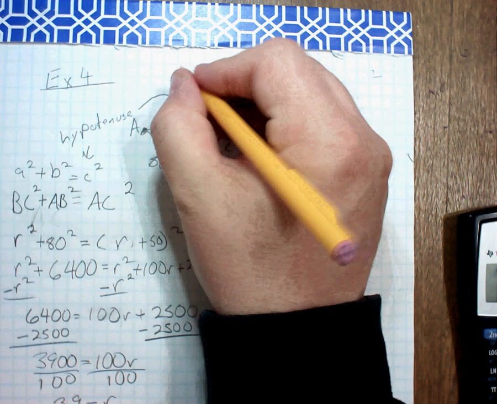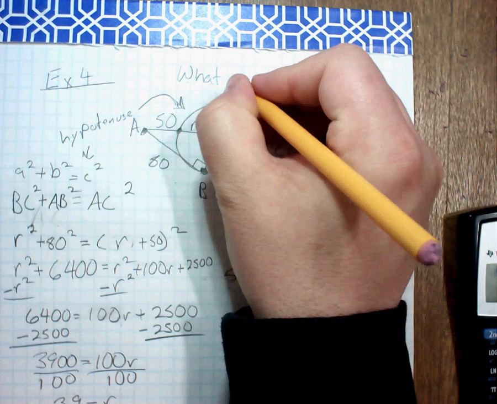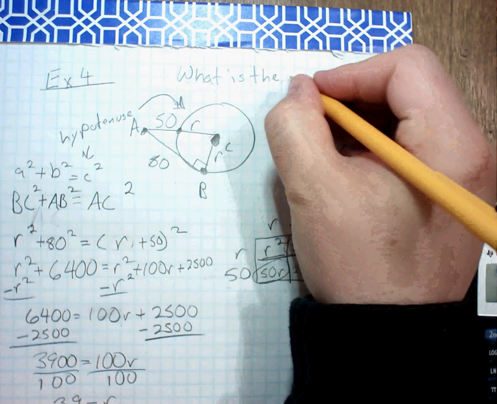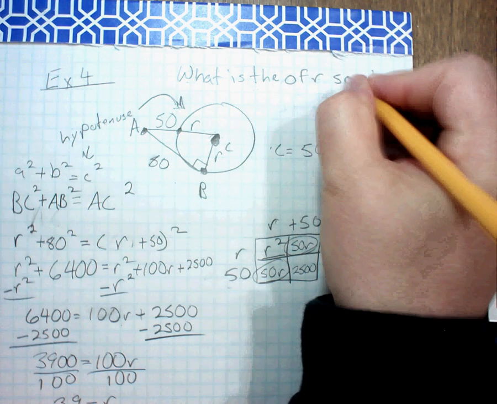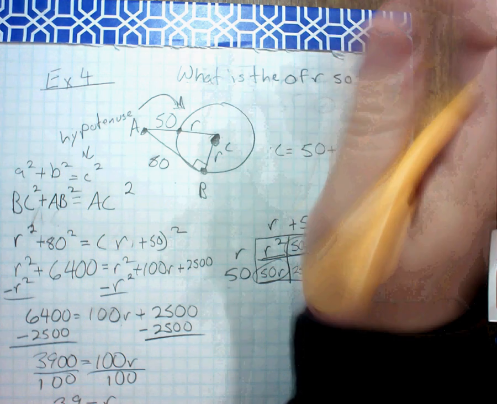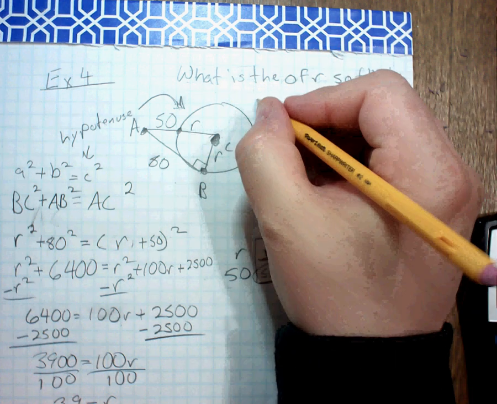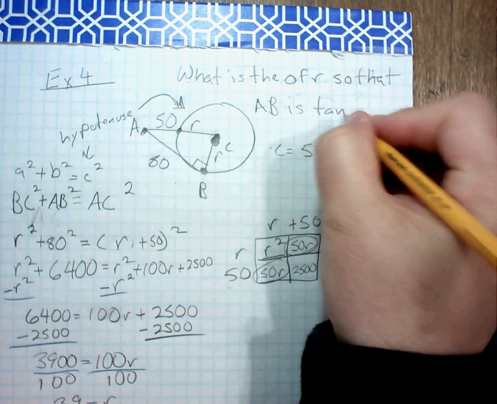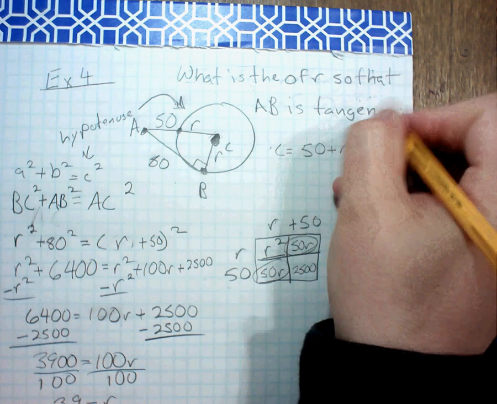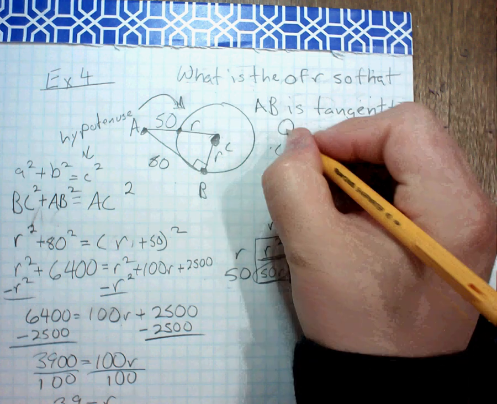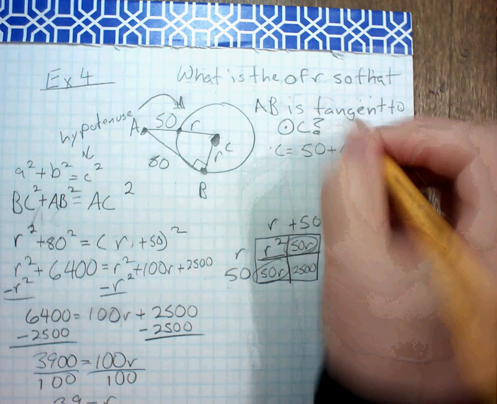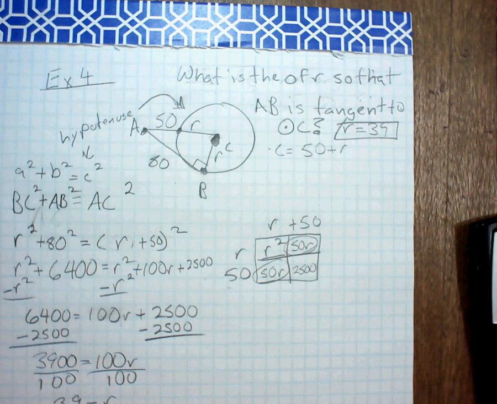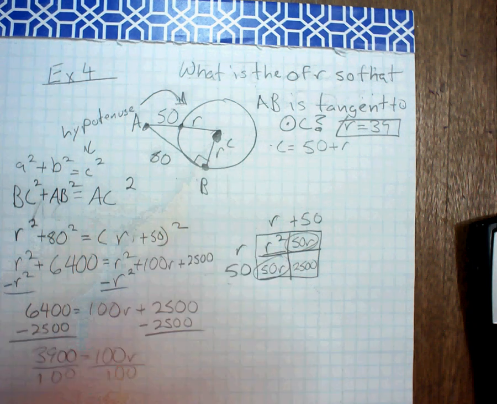So what is the value of r so that AB is tangent to circle C? And then we would say r must equal 39. In other words, if the radius of the circle is 39, then that'll make AB tangent to the circle. Okay?